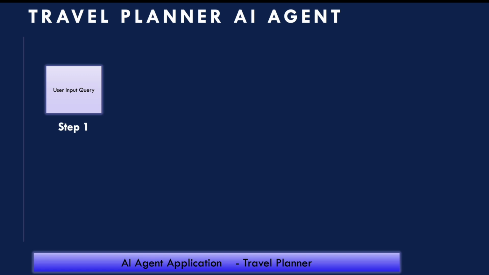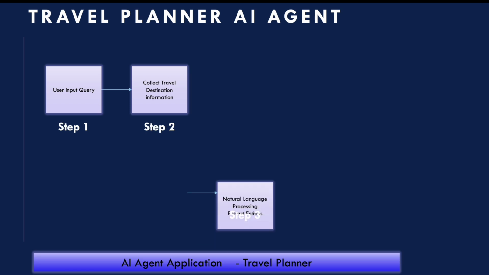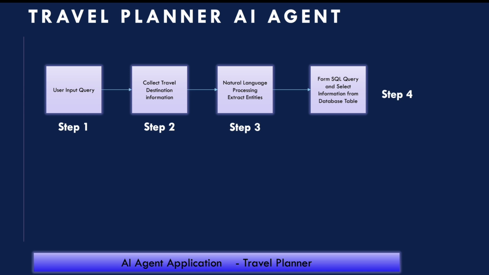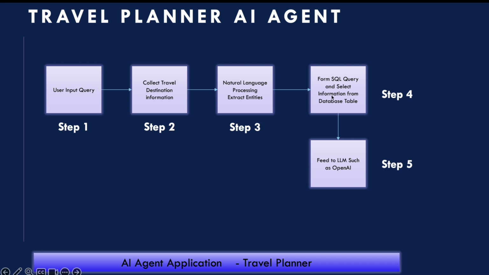Here, the first step is the user input query, where the user provides the query. Then the agent also has to collect some more information if needed. For this use case, it has to collect the destination information. Then it feeds the query into the natural language processing engine, extracts entities, forms the query, and gets the data from the database, like how many days of leave are left in this case.